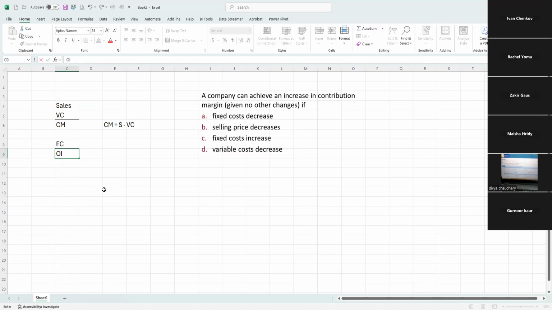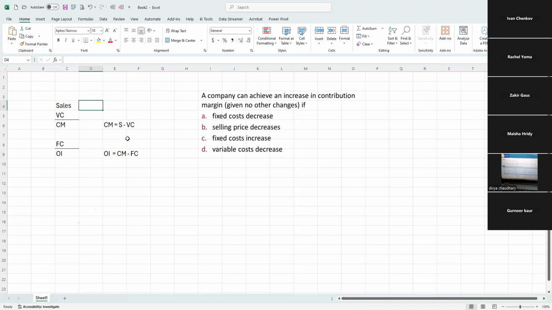So the question is, how did I get operating income? Contribution margin minus fixed cost. Okay. So how many calculations do I have? Two. Contribution margin is one calculation, and operating income is the second calculation. Make sense? Yes, Professor.